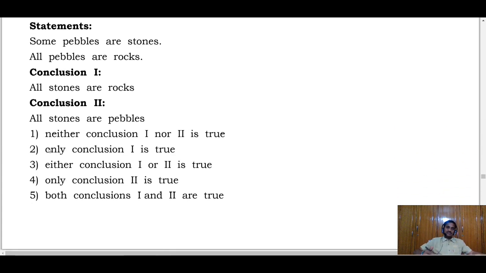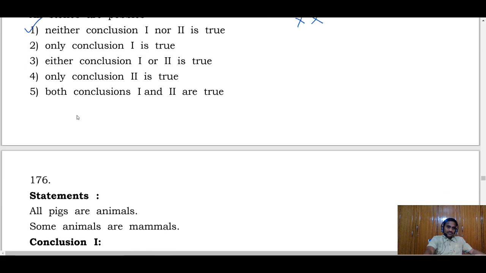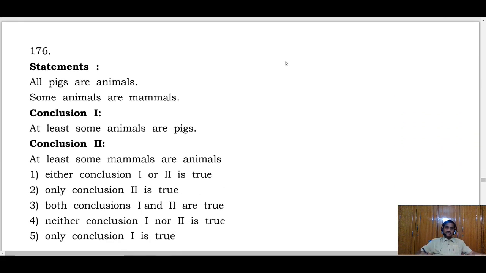Then 175. Some of the pebbles are stones. Some pebbles are stones can be drawn like this. These are pebbles and these are stones. And all these pebbles are rocks. All stones are rocks, that is false. All stones are pebbles, that is again false. Hence, neither one nor two, that is choice one. Neither one nor two, choice one is the answer for 175.